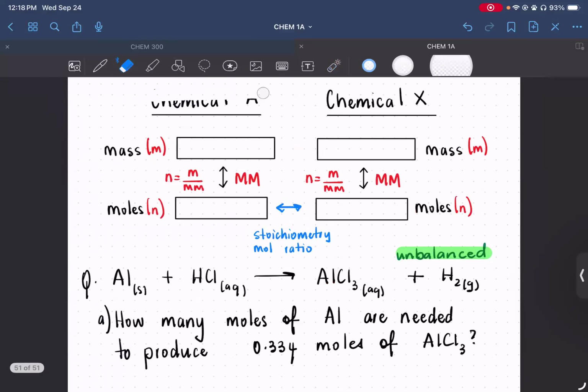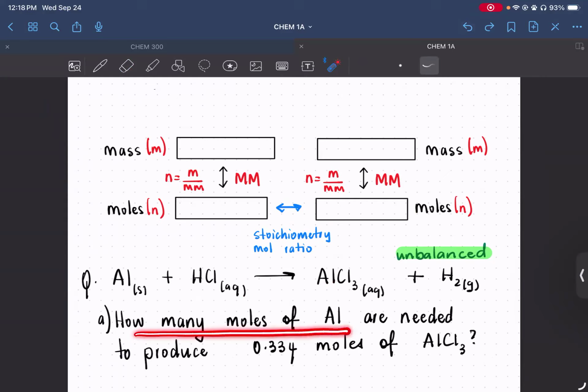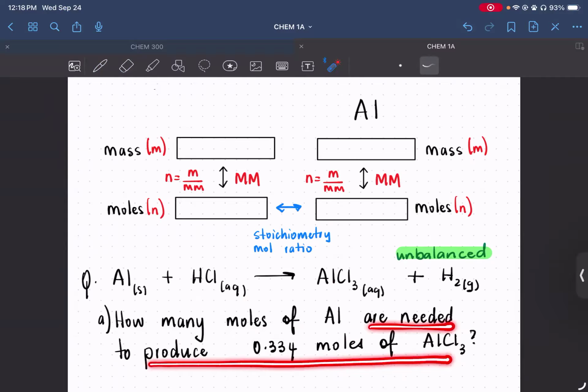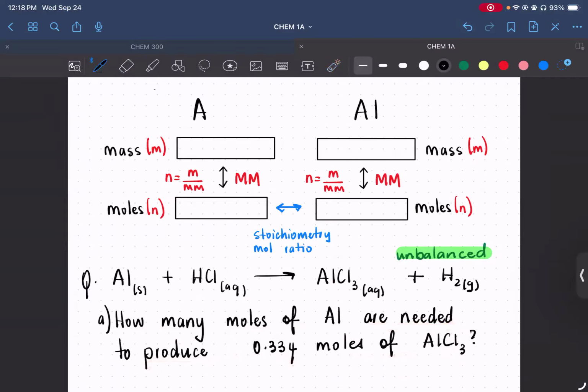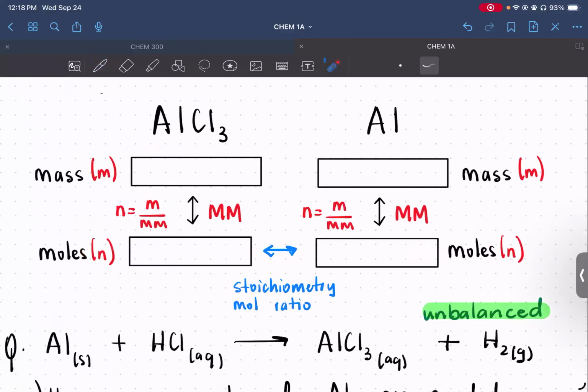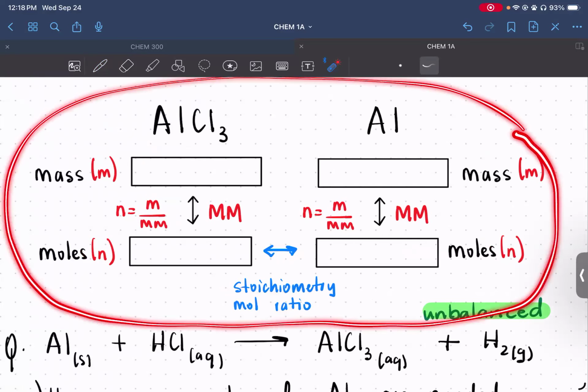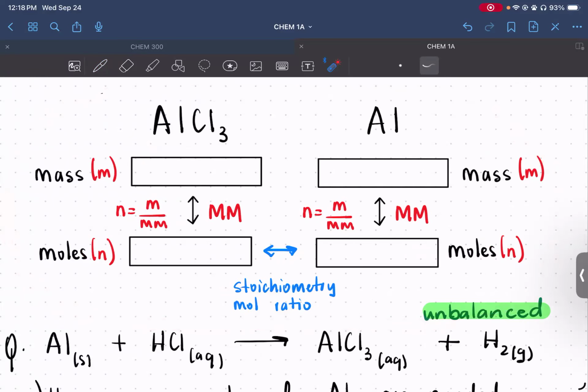I'm going to replace the generic chemical A and chemical X with the chemicals in question. The question literally says, how many moles of aluminum? Okay, so we know based on the question, what we're ultimately trying to find is aluminum, needed to produce 0.334 moles of aluminum chloride. There's that second chemical mentioned, AlCl3. It does not matter the order in which you place this. Something I want us to understand very clearly is that all of this right here is really just scratch work. It allows us to organize our thoughts.